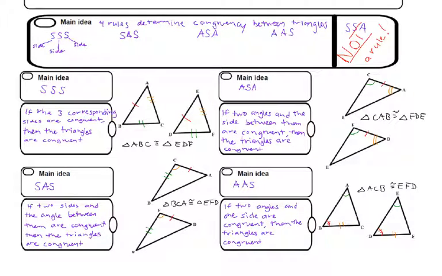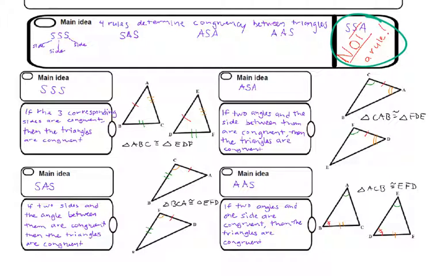So, what's not a rule? This: two sides and one angle when the angle is not in between the two sides, when the angle is not made up of the two congruent sides, definitely not going to work. Another one that doesn't work is angle-angle-angle. Those are similar triangles, not congruent.